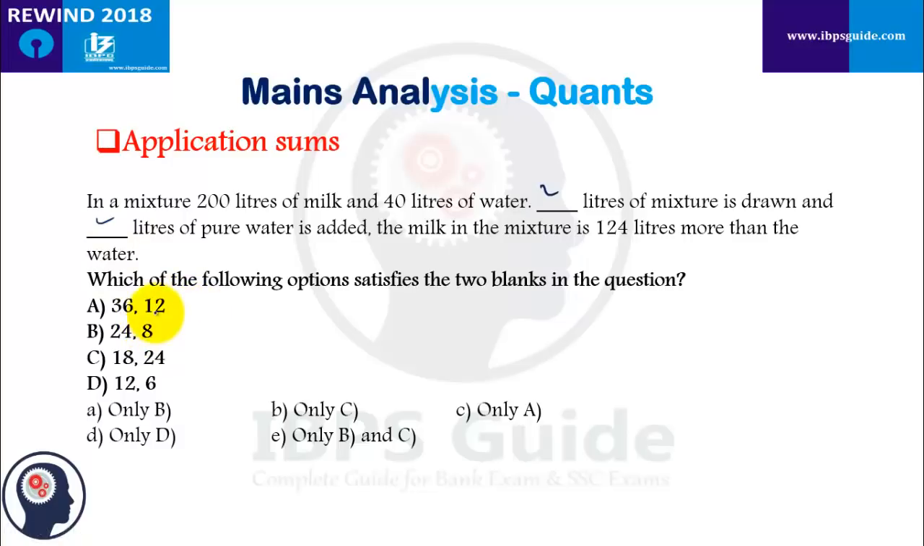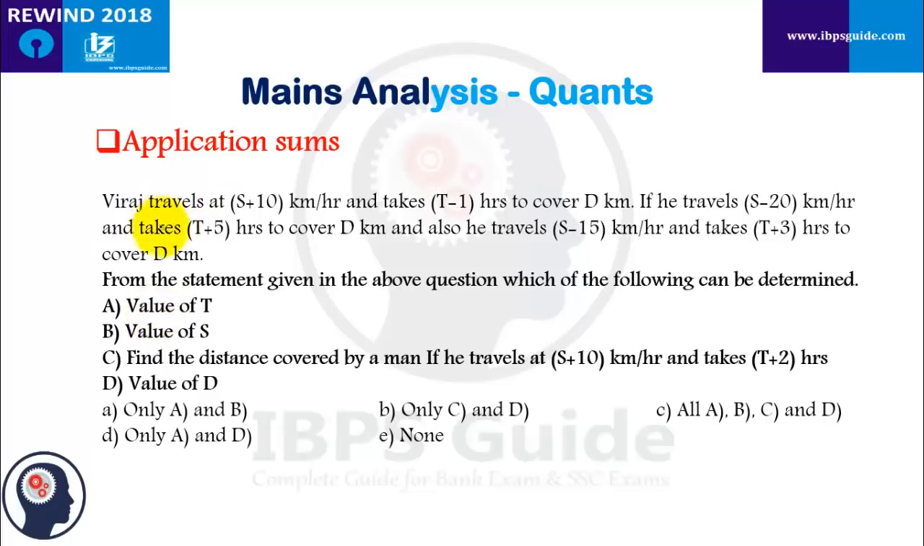Alright. Now let's see this application question. Viraj travels S plus 10 km per hour. From the statements given in the above question, which of the following can be determined? You can see that statements A, B, C, D, 4 statements will be there. So these are the application sums based on data sufficiency, DS. Okay. So this question is asked in IBPS PO. So such type of question is expected in the upcoming 2019 exam.